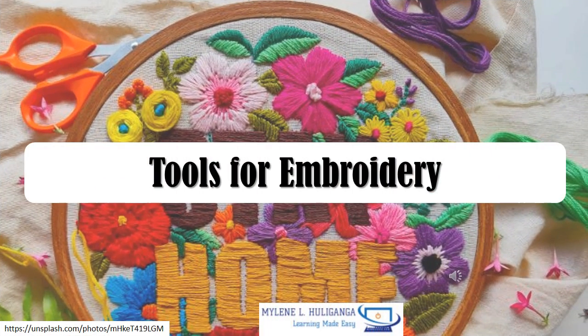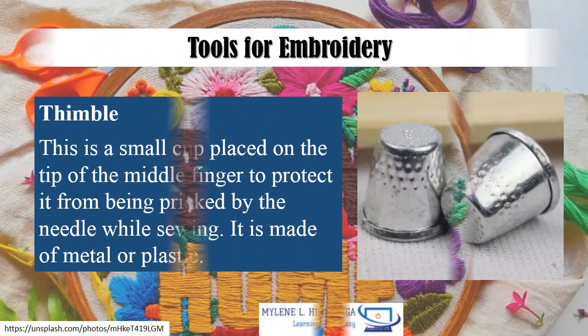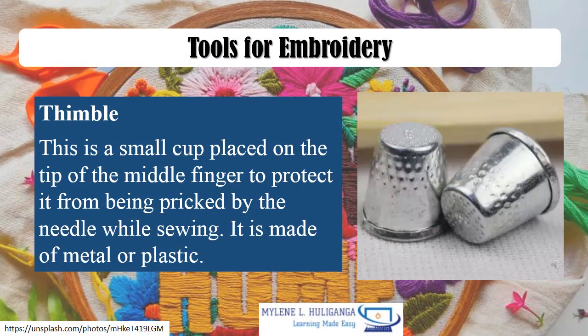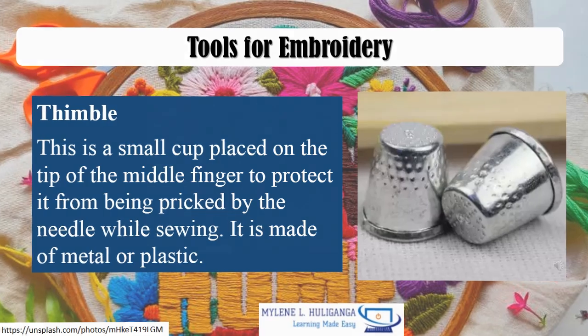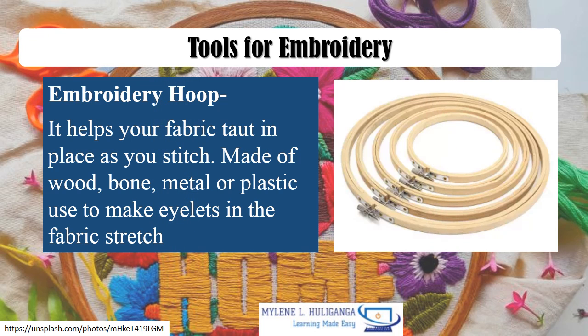Tools for embroidery. Thimble. This is a small cap placed on the tip of the middle finger to protect it from being pricked by needle while sewing. It is made of metal or plastic. Embroidery hoop. It helps keep your fabric taut in place as you stitch. It is made of wood, bone, metal, or plastic used to make eyelets in the fabric stretch.